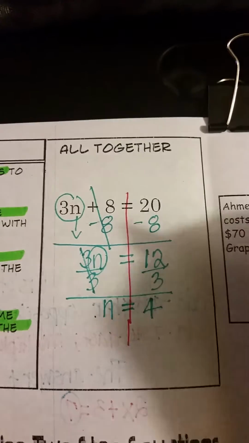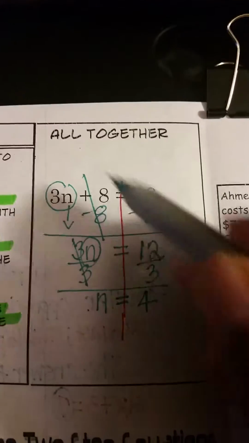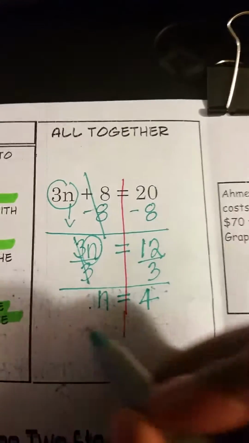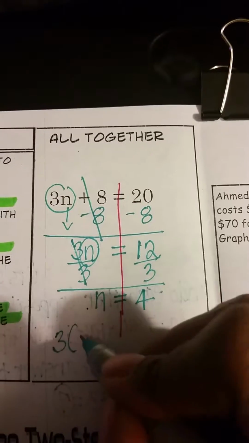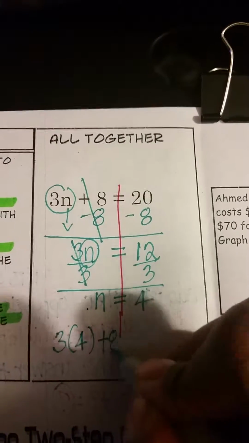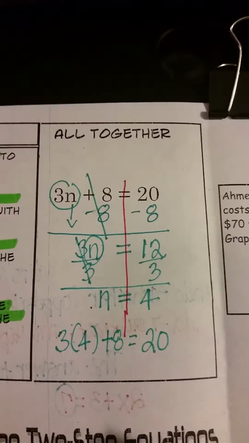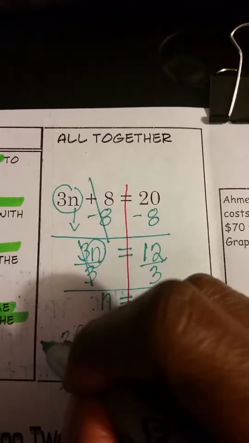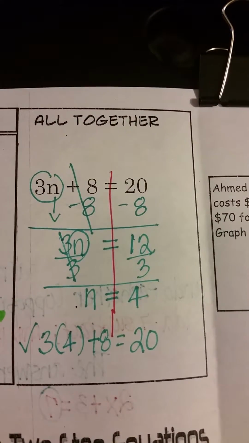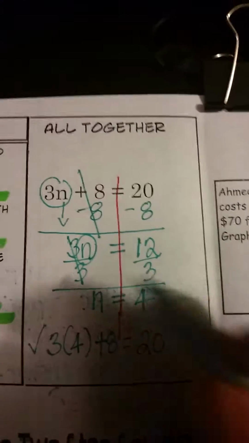So now I'm going to check. I'm going to plug this 4 back in where n is and see if it equals on both sides. So 3 times 4 plus 8 equals 20. So 3 times 4 is 12 plus 8 will give me 20. So that checks out. So my answer is correct. n is equal to 4.